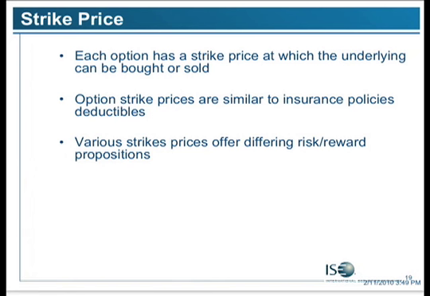So for the out-of-the-money options, the deltas are lower, meaning the changes are lower, but the good thing about those out-of-the-money options is they cost less. Option strike prices are similar to insurance policy deductibles, differing risk-reward for different strike prices.